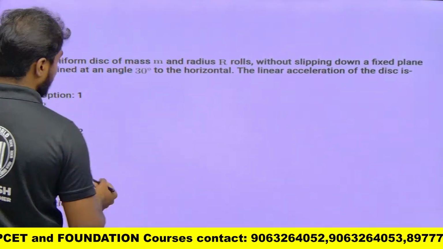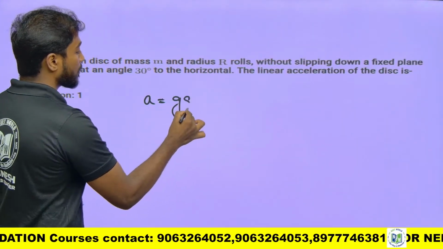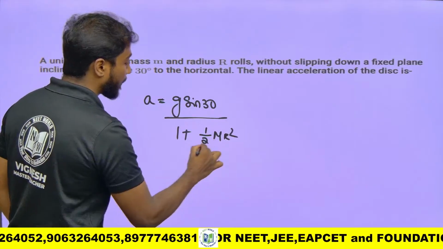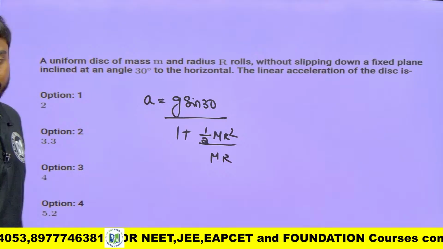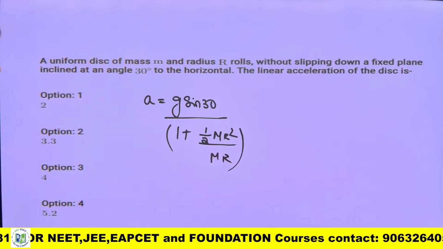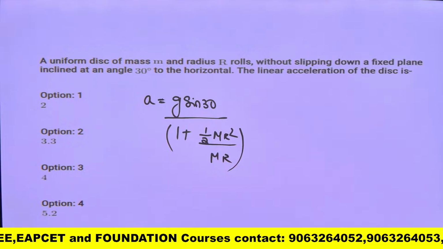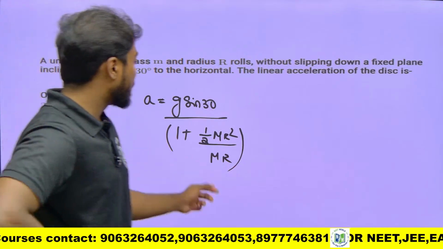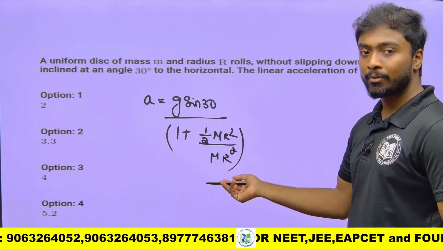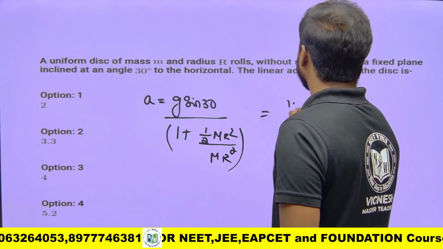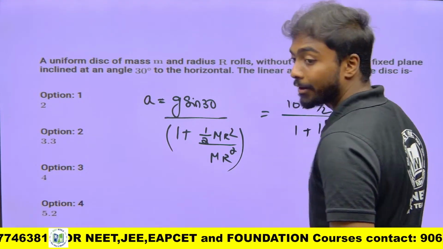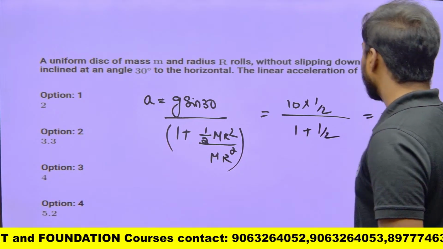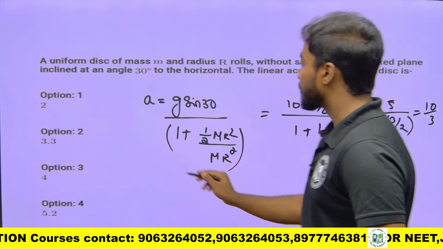Okay, I'll write the formula first here. What's the formula? A equals g sin 30 divided by 1 plus the moment of inertia, that is half mr square, by mr square. That's it, right? Now what can I say here? G I know, that is 10, angle 30, sin 30. Is it mr square or mr? Mr square. So mr square will get cancelled. So 10 into 1 by 2 divided by 1 plus 1 by 2, which is 3 by 2. So this is 5 by 3 by 2. Again it will be 10 by 3, which is nothing but 3.3 or 3.4. Option 2.